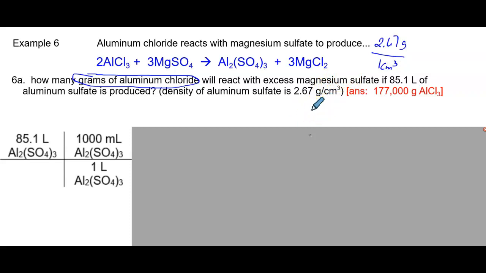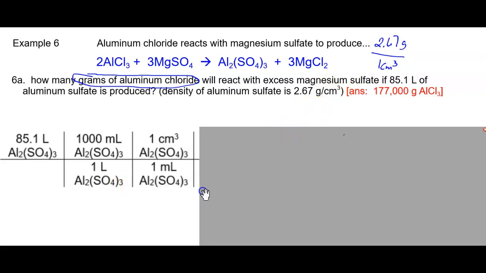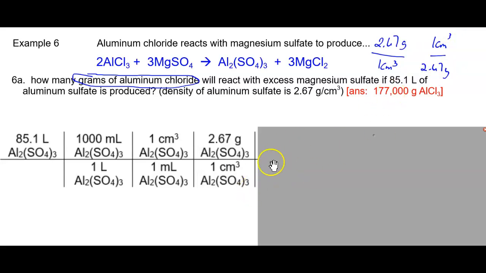Okay, so I got to get to centimeters cubed, but I know that for every 1 milliliter of something, there's a centimeter cubed of it. So 1 milliliter of aluminum sulfate equals a centimeter cubed of aluminum sulfate. Now I can use my density ratio to flip from volume into mass, and I can write it this way, or I could write it the other way. I could flip it, meaning 1 centimeter cubed equals 2.67 grams. So we need to see which way we need that. We need it the right side way up. So we put centimeters cubed here so they cancel, and grams of aluminum sulfate goes on top.